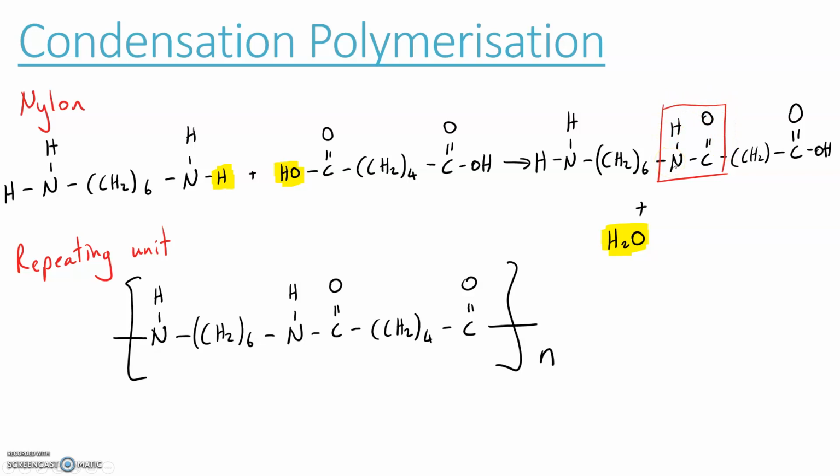And if we were to have a lot of these bonded together in a long chain, then we would take out this H and this OH. So the repeating unit would start with the N, which is what we see down here, and would end with the C, which is what we see down here. And that would repeat again and again, and that is nylon.